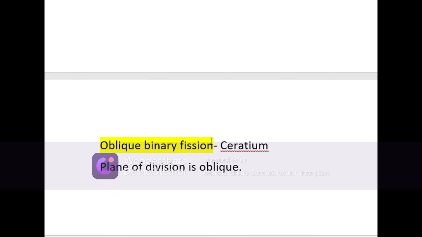Next is oblique binary fission, very commonly seen in serraceum and dinoflagellates. Here the plane of division is oblique.